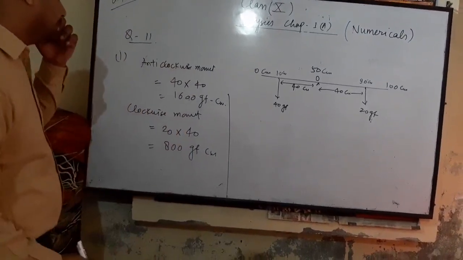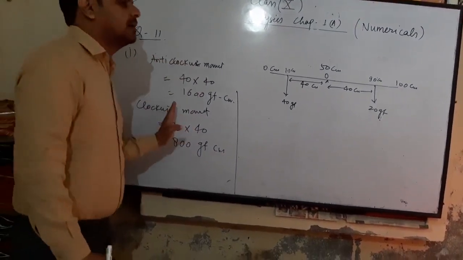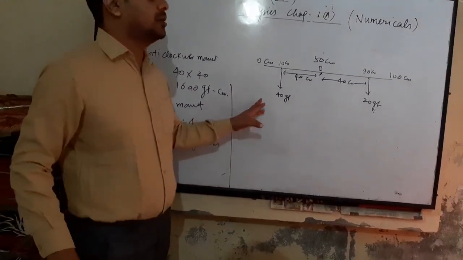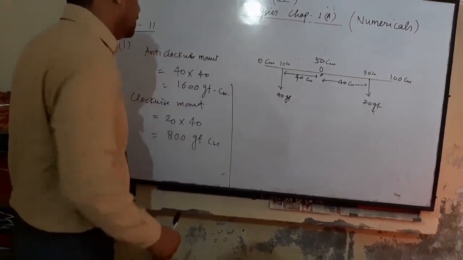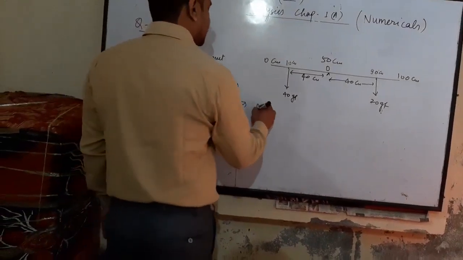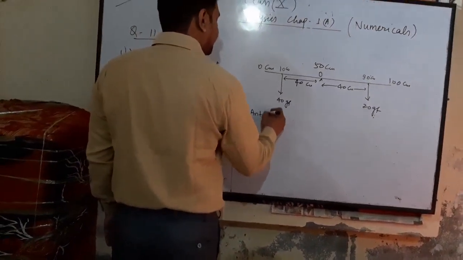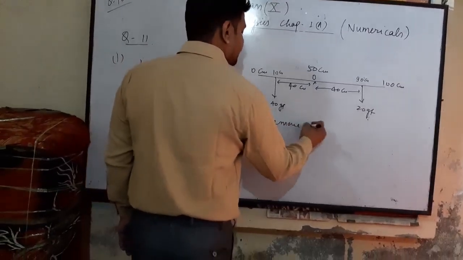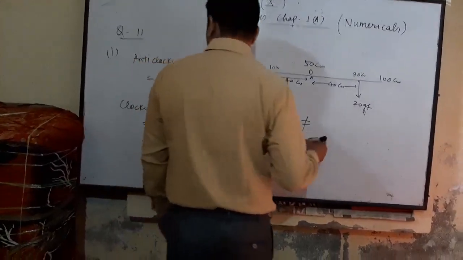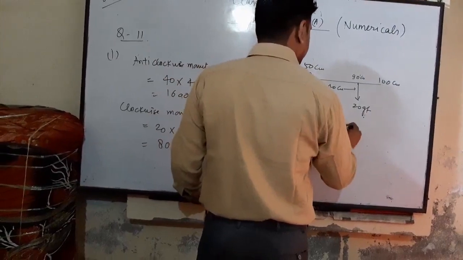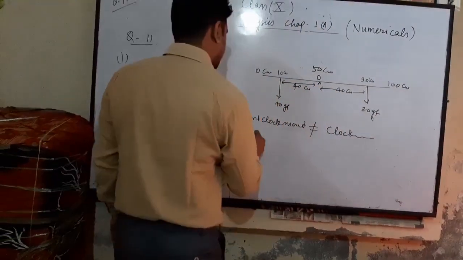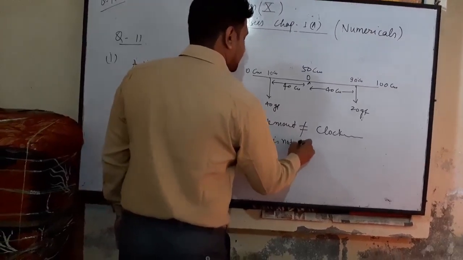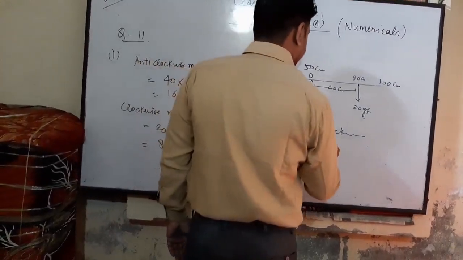As we see, both the movements are not equal. So this rule cannot be in equilibrium. Now write: anti-clockwise movement is not equal to clockwise movement. So the rule is not in equilibrium.